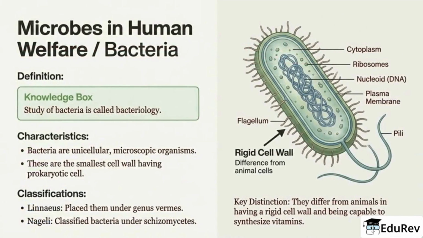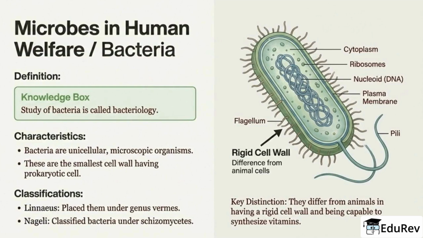First, a quick definition and some basic features. The study of bacteria is called bacteriology. Bacteria are unicellular, prokaryotic organisms with a rigid cell wall and no membrane bound nucleus. Inside a typical cell, you find cytoplasm with ribosomes and a nucleoid region that holds the DNA, surrounded by a plasma membrane and often structures like villi and a rigid cell wall.